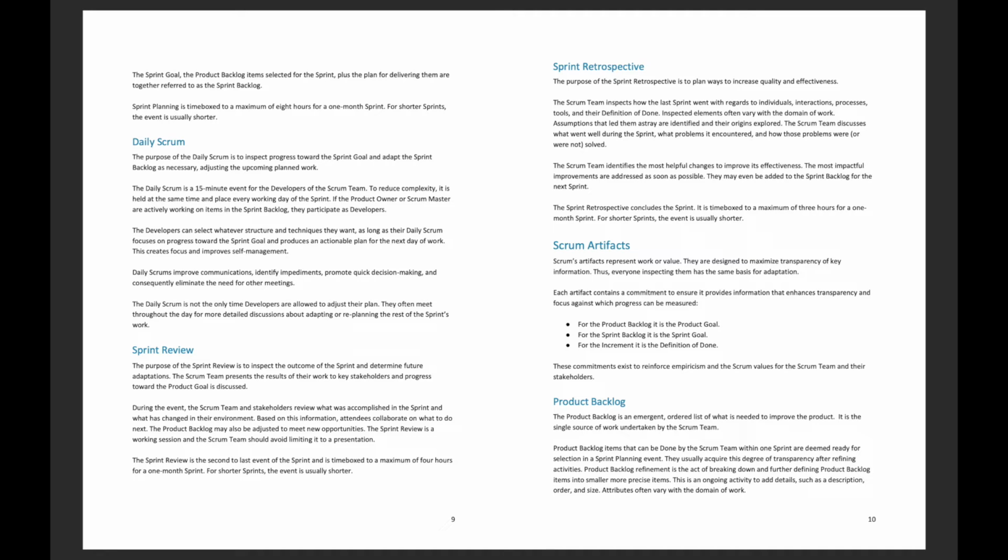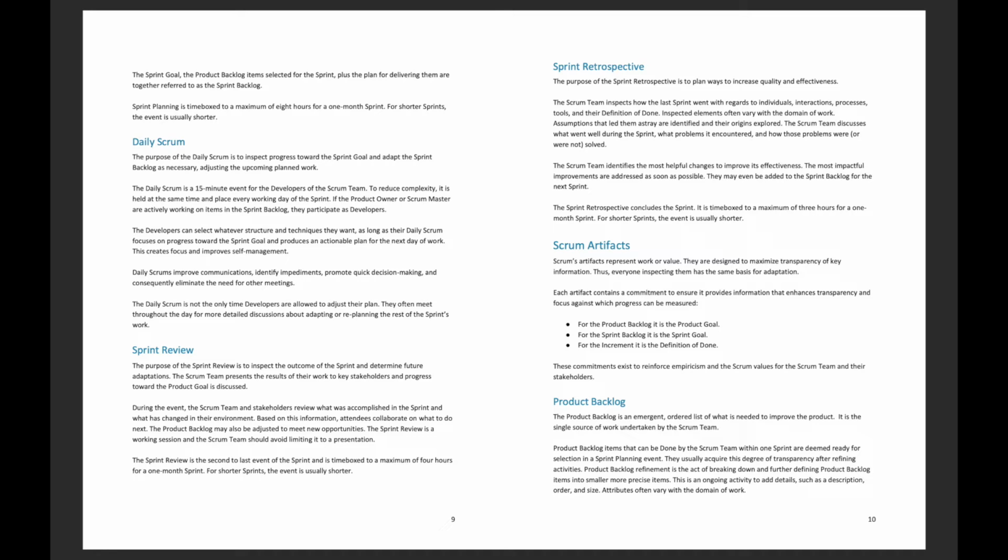Daily Scrum. The purpose of the daily Scrum is to inspect progress towards the sprint goal and adapt the sprint backlog as necessary, adjusting the upcoming planned work. The daily Scrum is a 15-minute event for the developers of the Scrum team. To reduce complexity, it is held at the same time and place every working day of the sprint.